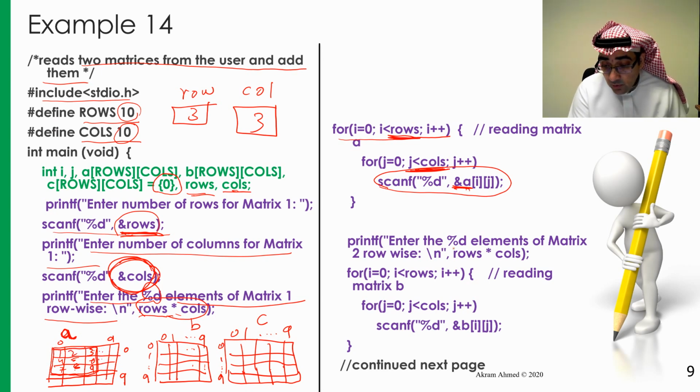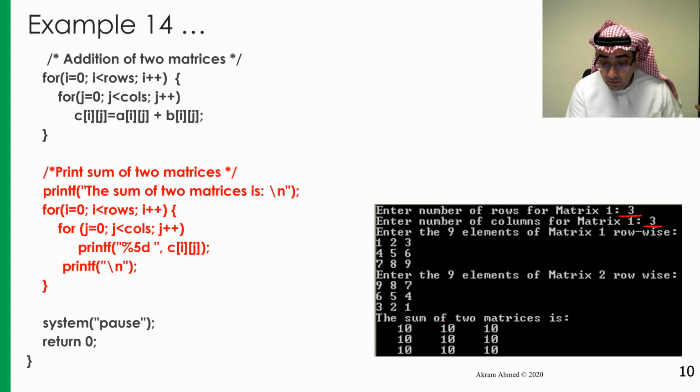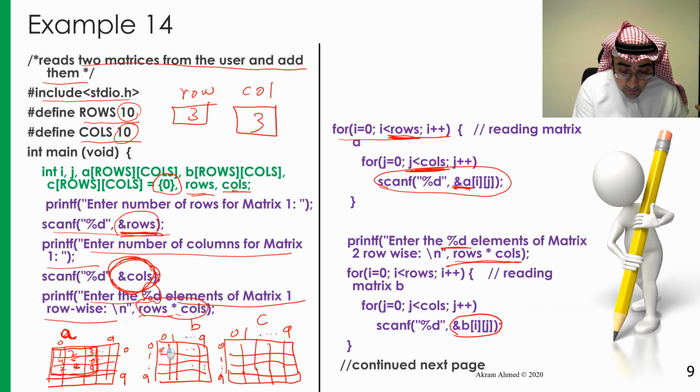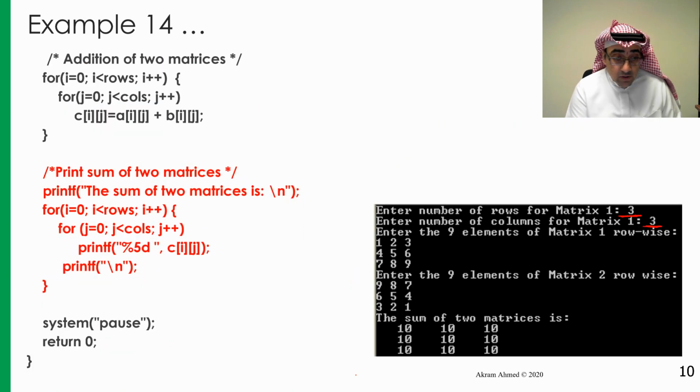Then I'm going to ask him to enter another row-by-column matrix, because we have to add 2 matrices. So he has to give me 2 matrices so I can add them. And this time, notice, I'm going to store it into B. So if the user enters 9, 8, 7, 6, 5, 4, 3, 2, 1, these are the elements of our array. After this, we're going to continue on the next page.